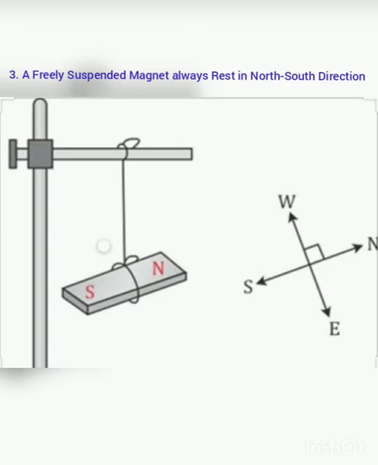The materials are a bar magnet and a cotton thread. Suspend the bar magnet using the cotton thread from a non-magnetic stand, as shown in the figure. Now observe the direction in which the magnet aligns itself at rest. We can conclude that the magnet always rests in the north-south direction. So this is the third property of the magnet: a freely suspended magnet always rests in the north-south direction.